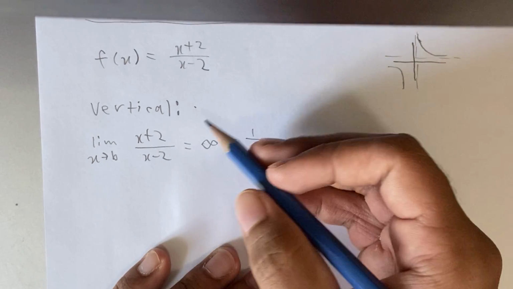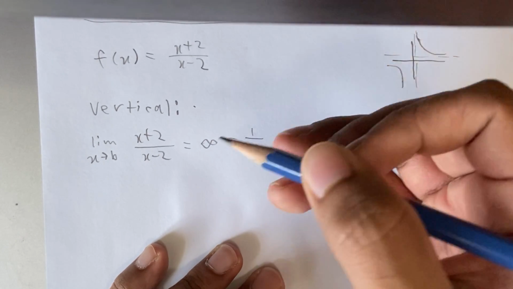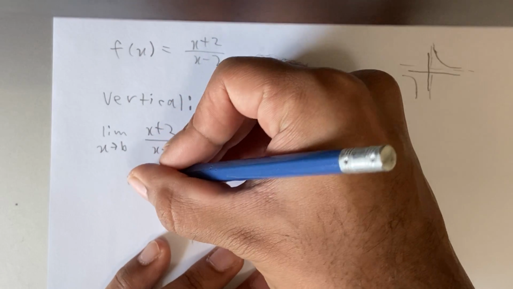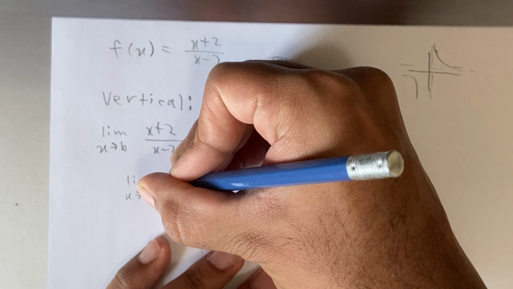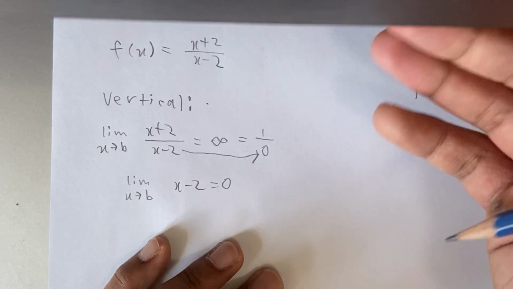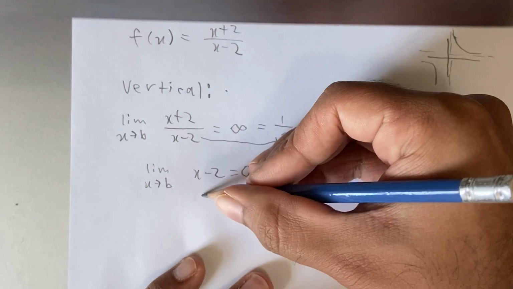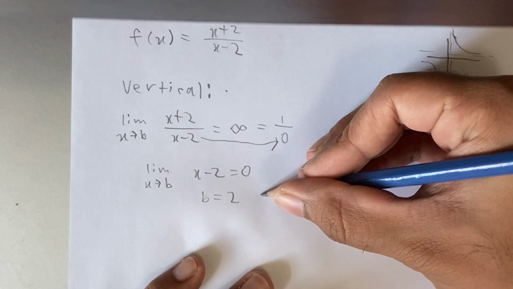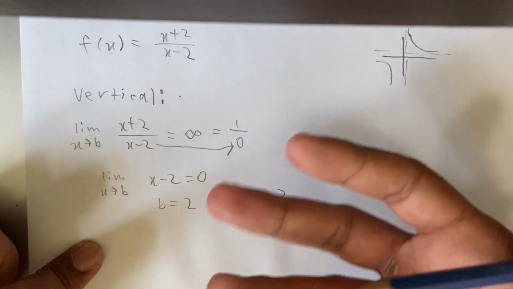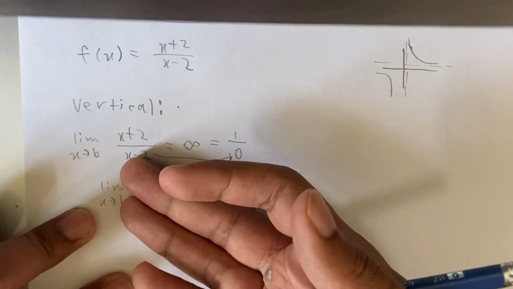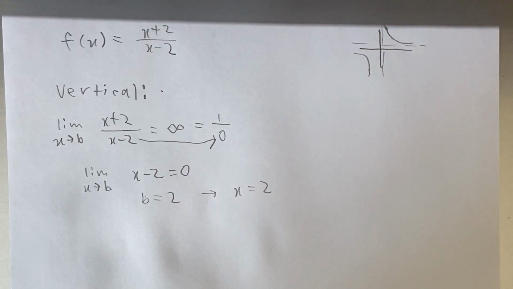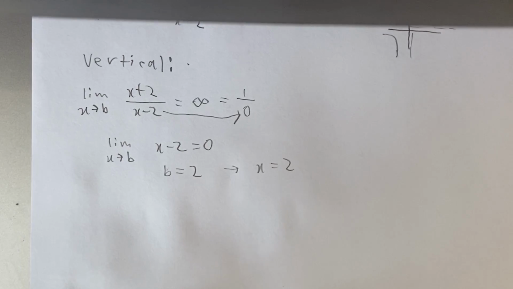Because of that, we can also say that because these are the denominators, x minus 2 is equal to 0. So the limit as x goes to b of x minus 2 is equal to 0, and we can forget about the top part. Therefore, b is equal to 2, so the vertical asymptote is x is equal to 2. So essentially, the vertical asymptote is the value that makes the denominator equal to 0.